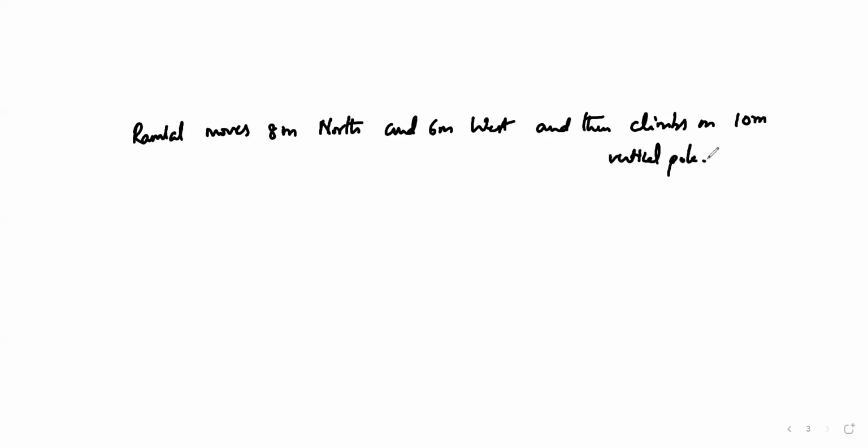Now, first of all, he is going in north direction, sir, for 8 meters. And then he is moving west and traveling for 6 meters. And from there, vertical means he is going in this direction for 10 meters. Now, what will be the displacement? I need to find the displacement, sir.